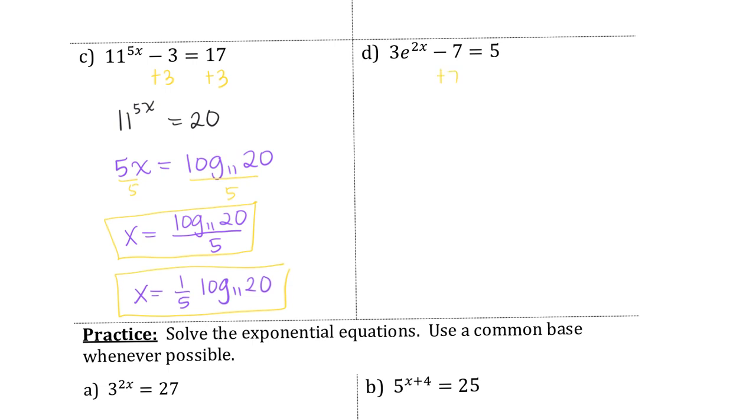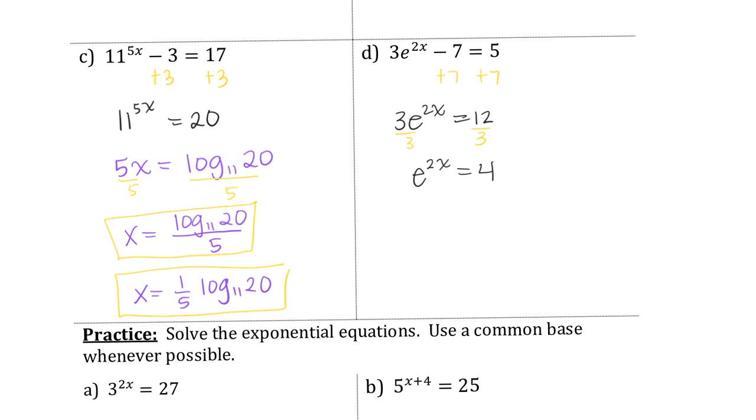For sure I can move the 7, so let's move that first. I can divide by 3 as well, so let's do that. Now this has a base of e. There's no way to write 4 with a base of e. 4 is 2 times 2. So let's rewrite this logarithmically.